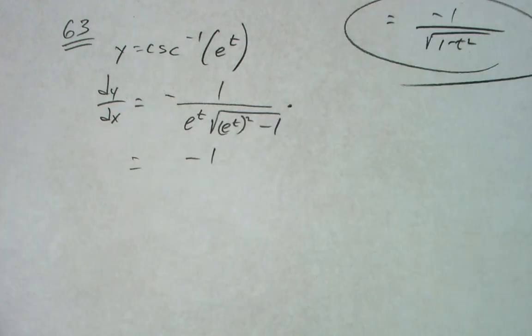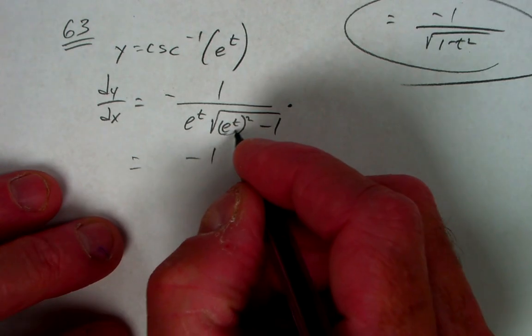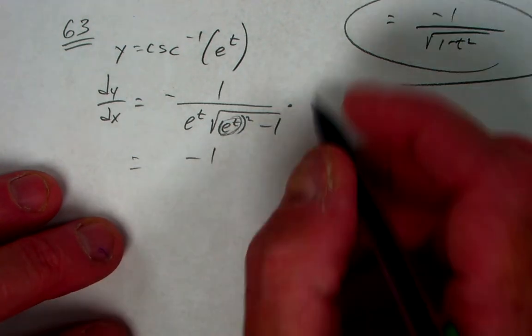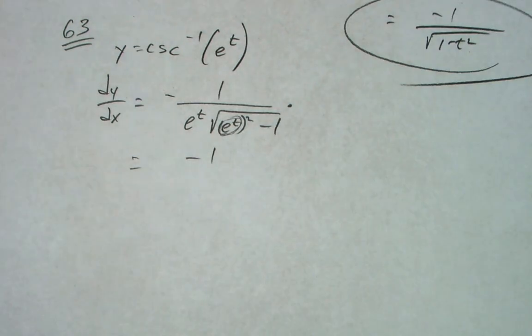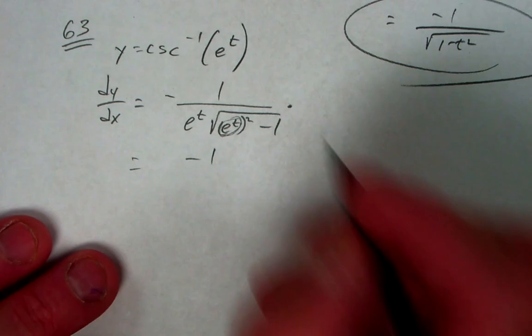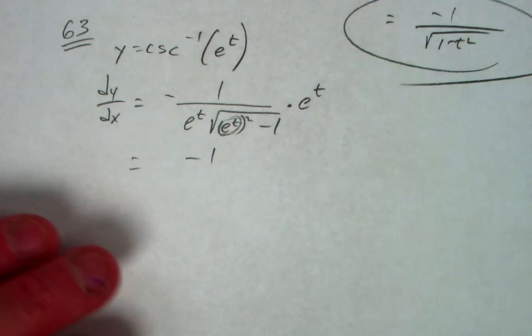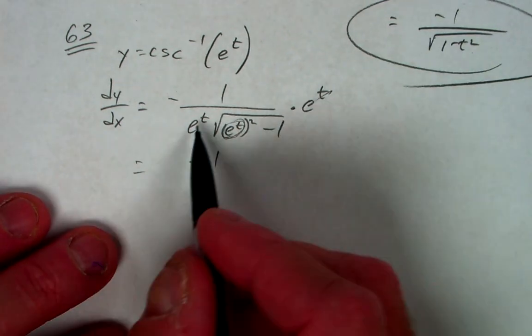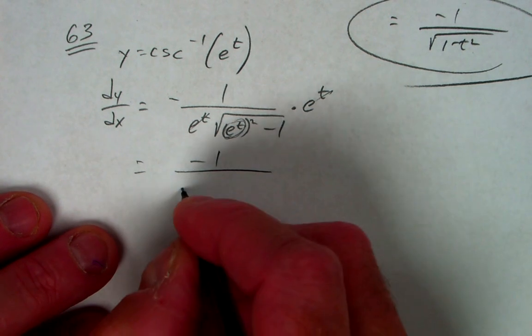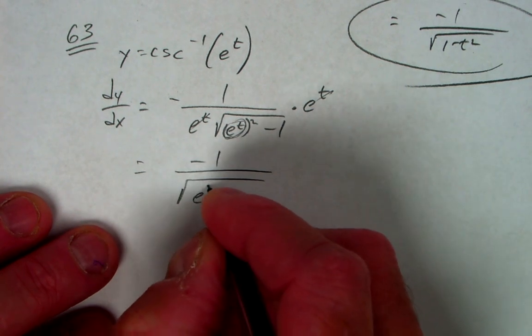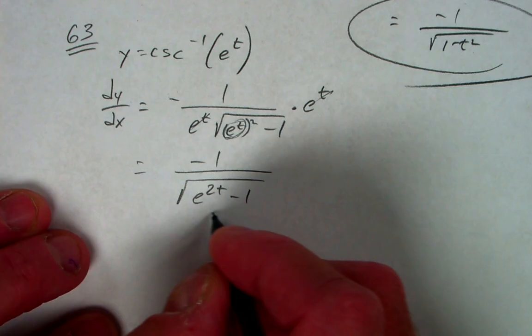Derivative of t? Oh, yes, by e to the derivative of my nested function here, which is, let's see, e to the t. What's the derivative of e to the t? Oh, that's right, it's e to the t. I always forget that one. Okay, so what you're going to see is my e to the t's cancel. So I'm going to be left with the square root of e to the 2t minus 1.